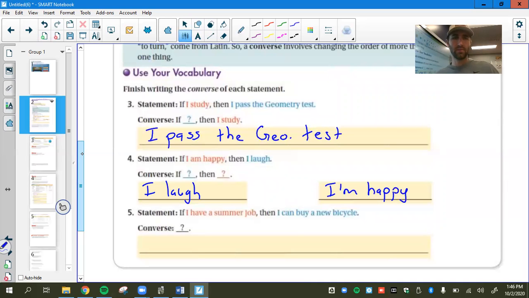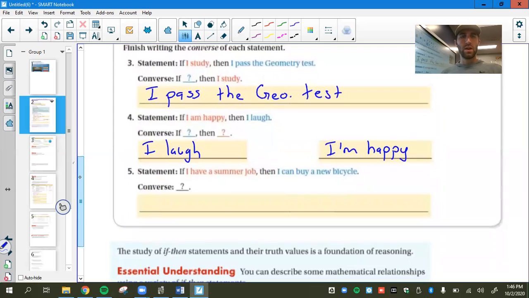The opposites. And our last statement, you can try this one on your own, pause it and see if you get it. If I have a summer job, then I can buy a new bicycle. The converse: if I can buy a new bicycle, then I have a summer job.